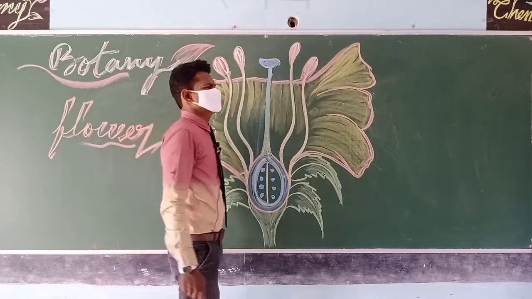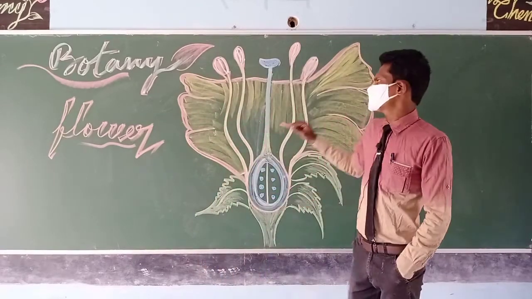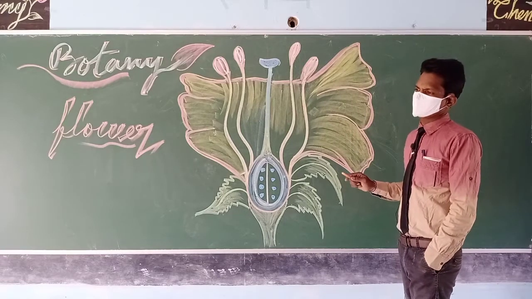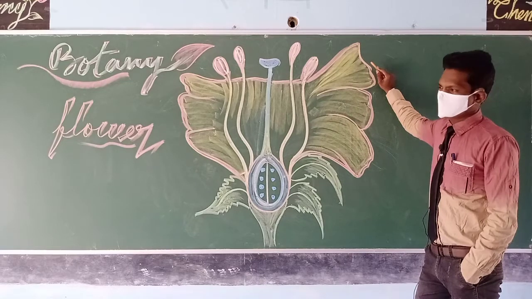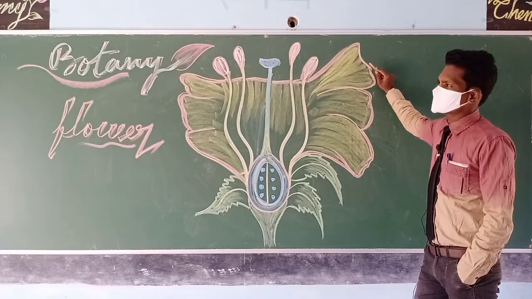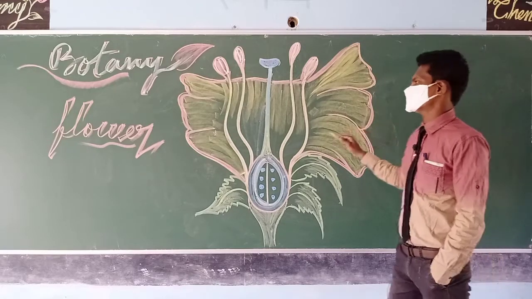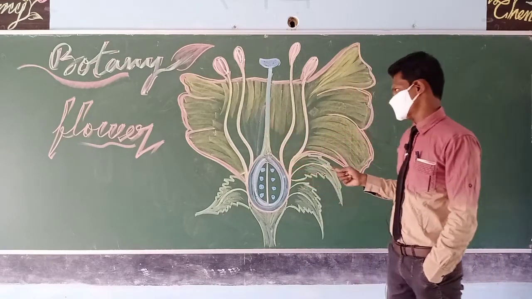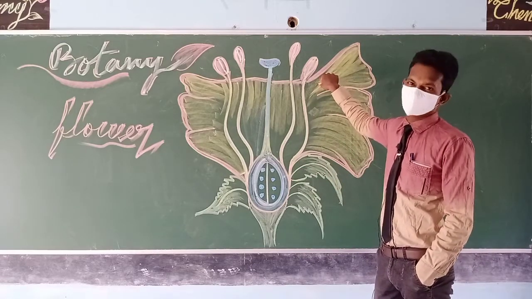The different colors of the petals are due to pigments, which are called chromatophores. Chloroplast is responsible for photosynthesis. These chromatophores or chromoplasts are responsible for the coloring of petals. Generally, 5 petals in the sense dicot, 3 petals in the sense monocot.